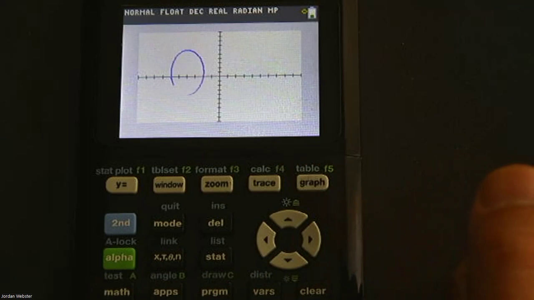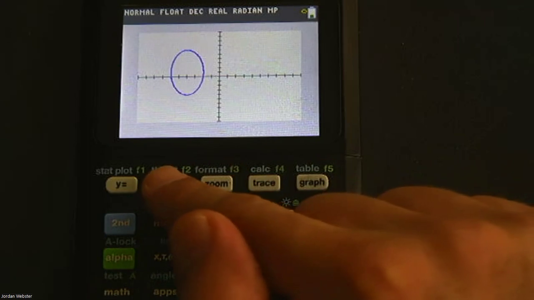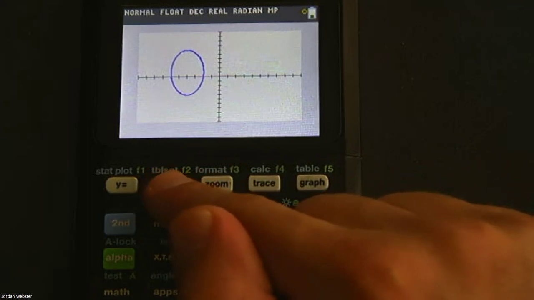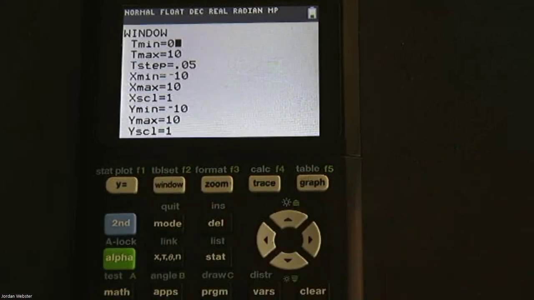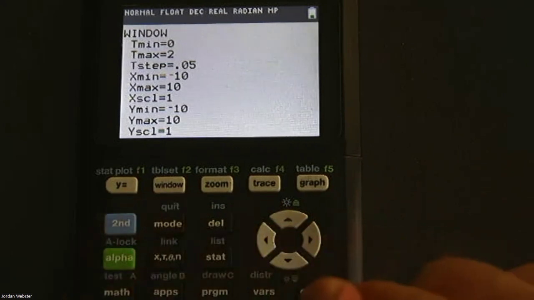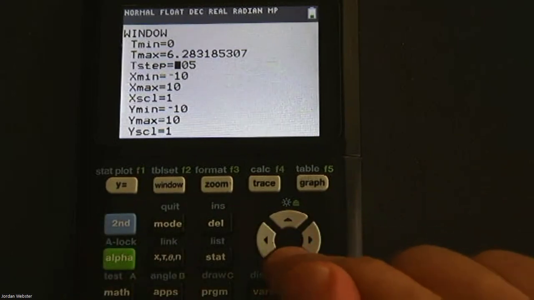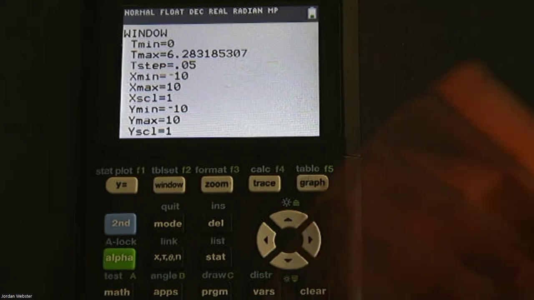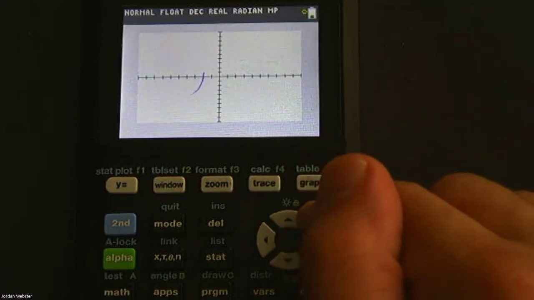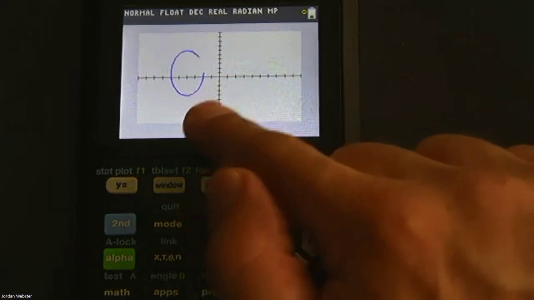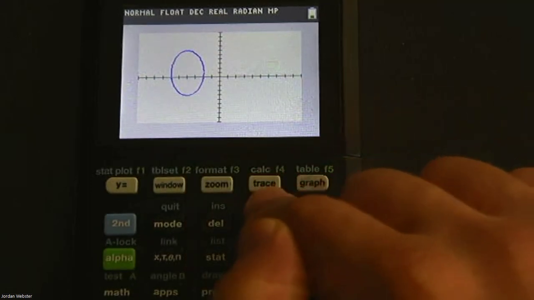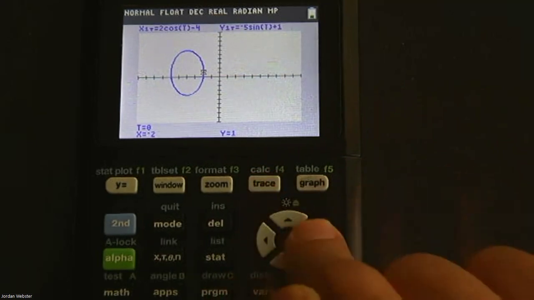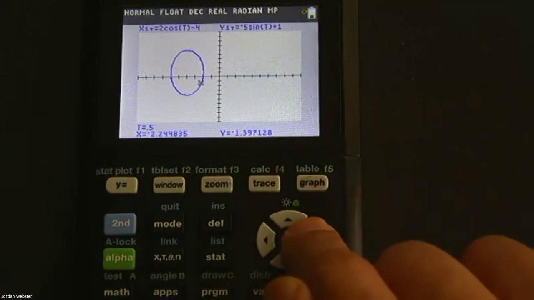And if I graph that, you can see that I get an ellipse. Obviously, if I wanted to change my window in this case, it might be appropriate to make my t value go from 0 to 2 pi with, let's say, a step of 0.5. But you can also kind of see how this is graphed as well. If I want to see the orientation, then I just hit the trace key and then I trace around.